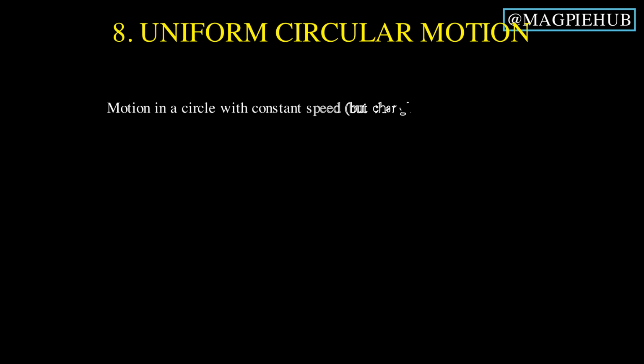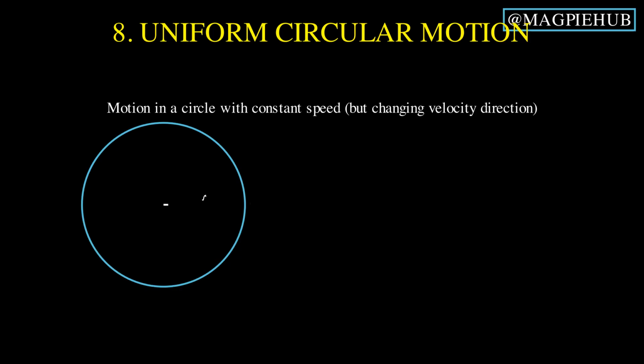In uniform circular motion, an object moves in a circle with constant speed. But the velocity keeps changing because direction changes. The velocity is always tangent to the circle, shown in green. The centripetal acceleration, shown in red, always points towards the center. This acceleration is what keeps the object moving in a circle.